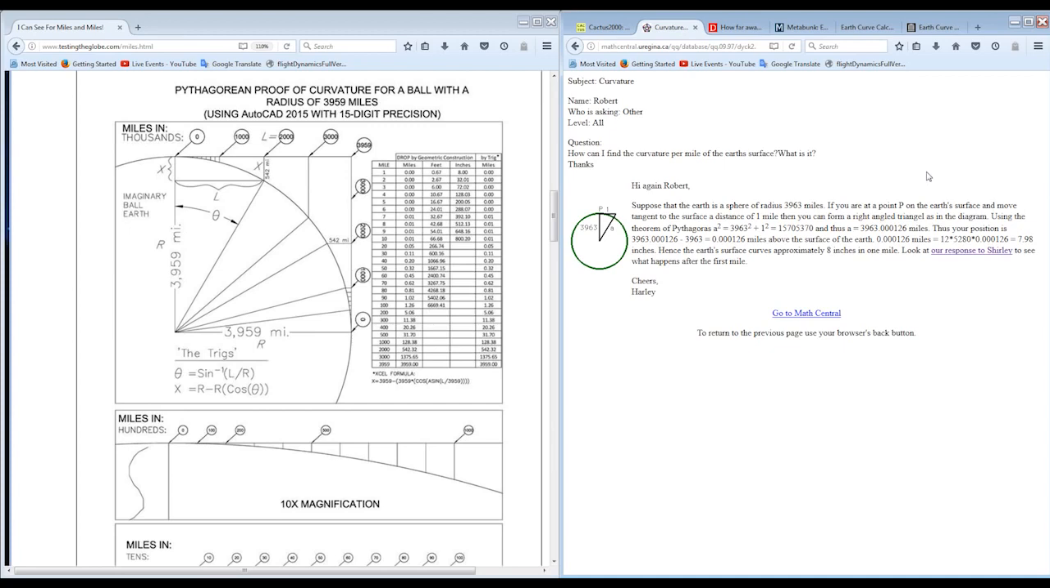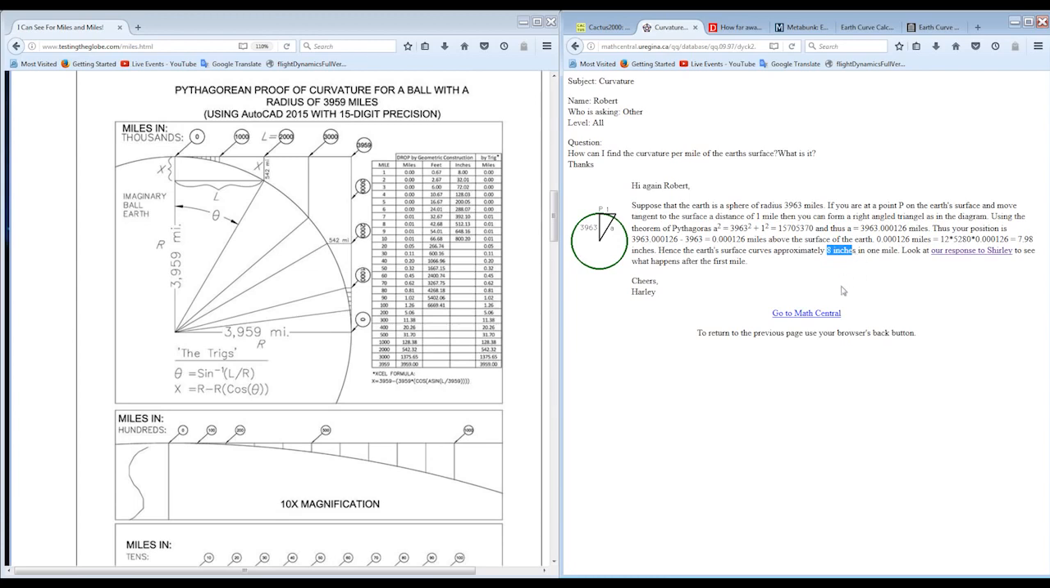This is a website called mathcentral.euregina.ca. I'm not sure if I pronounced that right, but whatever. Anyway, you see the URL here. So they're talking about how to find the curvature per mile of the Earth's surface, and they give an answer right here. After you do all the long form math, it ends up being 7.98 inches, or like we said, everybody's just rounding it up to 8 inches per mile.